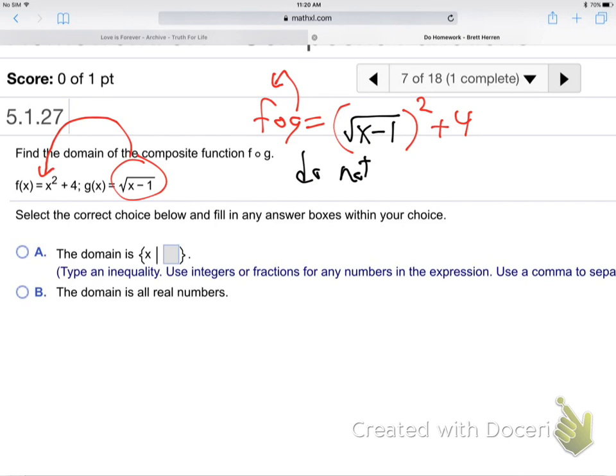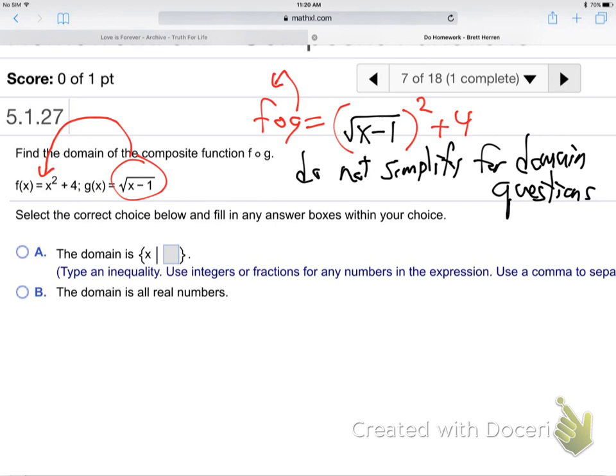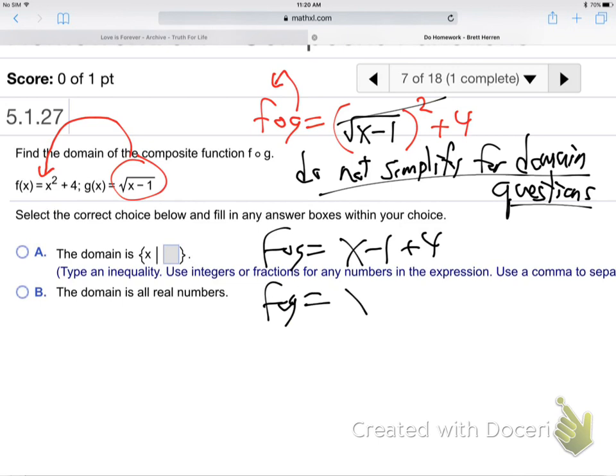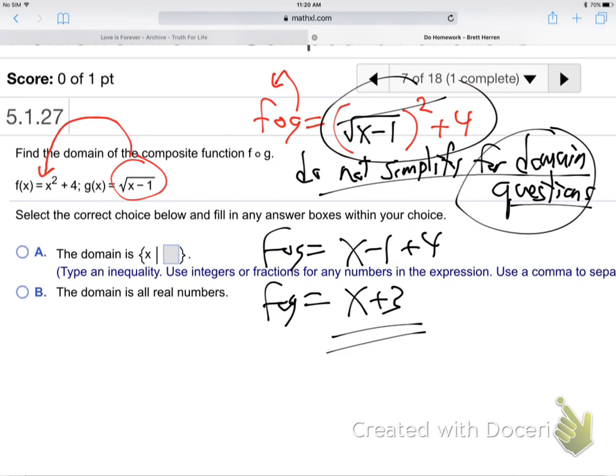Do not simplify for domain questions. Because I assume you're wanting to say, well, look, Mr. Aaron, can't we just simplify that? And the square just cancels the root, and this is just plain x minus 1, right? These guys just cancel. You're right. That's true. And so can't we just say then this is x plus 3 in the end? Yeah, you're right. That is the simplified version of that. But for purposes of the domain question, you really have to work with the original.